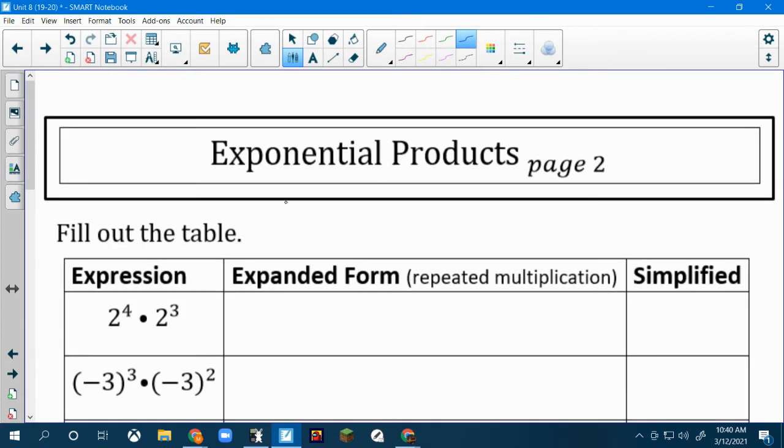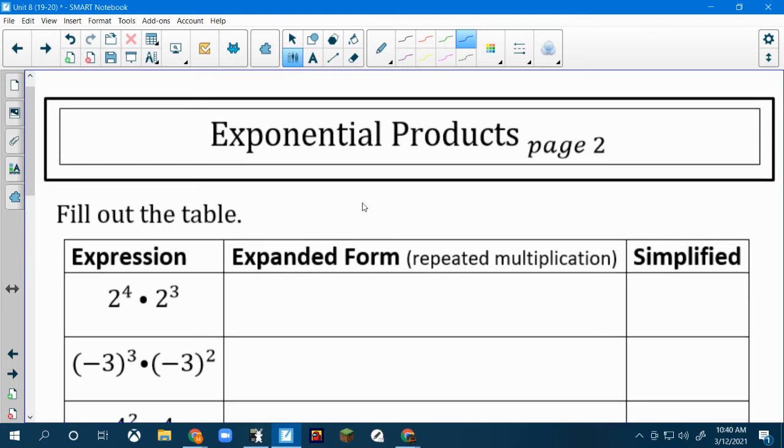Okay, let's keep going here. We're going to fill out the table in expanded form. When in doubt, expand it out. If I have the expression 2 to the 4th, that's going to be written like this.